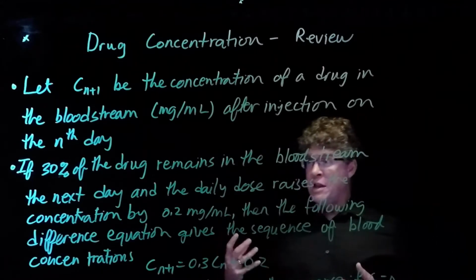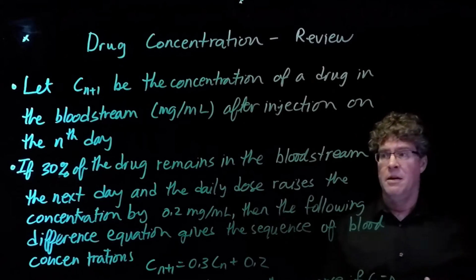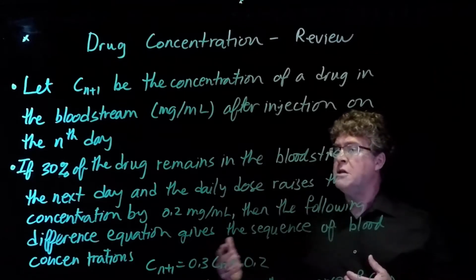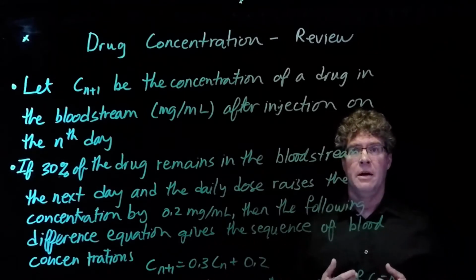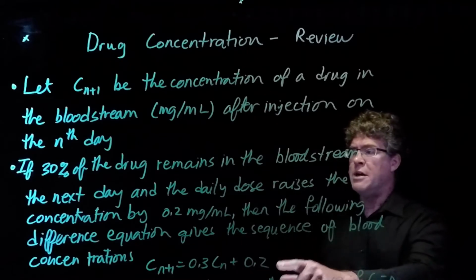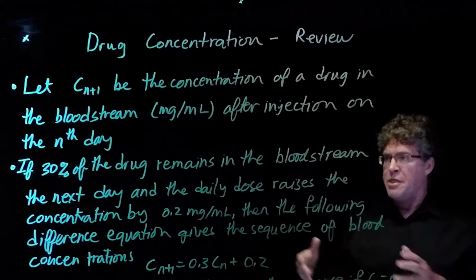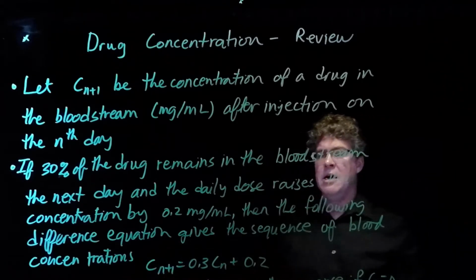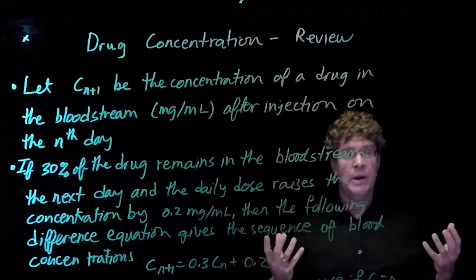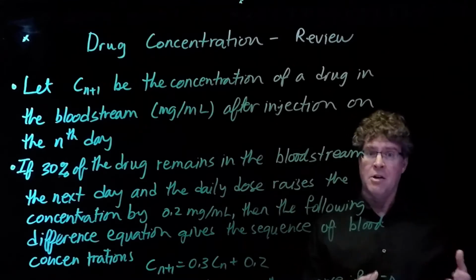And now we're going to assume that 30% of the drug remains in the bloodstream the next day, and that the injection itself raises the concentration by 0.2 milligrams per milliliter. For this scenario, we can have an equation of the form shown right here. Cn+1 is 0.3 times Cn, that's the 30% from the previous day, plus the new amount, which is 0.2. And so we're going to look at this problem, and initially we're going to look at it using the tools of week 2 before moving on to using cobwebbing.